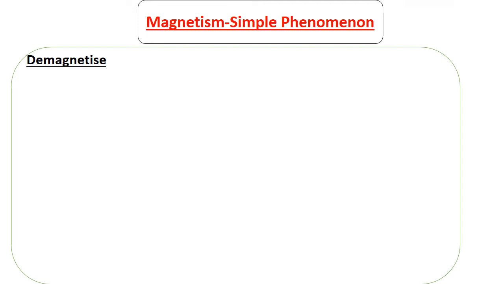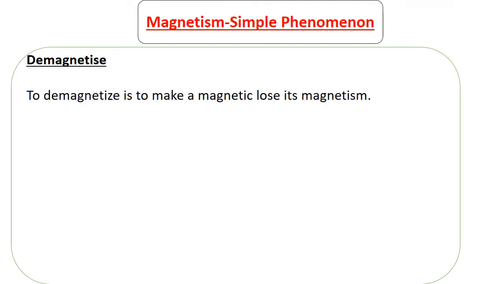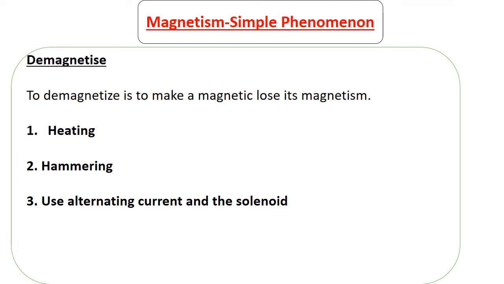Next, we look at demagnetization. Demagnetization is just to make a magnet lose its magnetism. One of the processes by which you can demagnetize a magnet is heating. If you strongly heat a magnet, it's going to lose its magnetism. Next, you can use hammering. If you continuously hammer a magnet, it's going to lose its magnetism. The third and most delicate method is using alternating current and the solenoid.